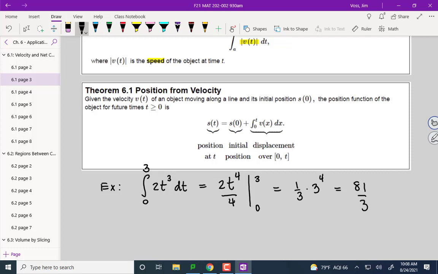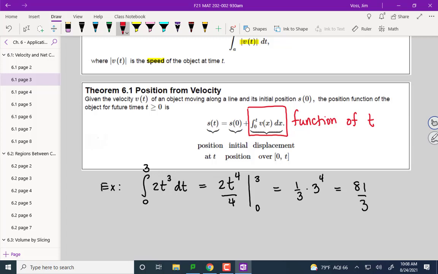This, on the other hand, right here, this is a function of t. Because in the end, when you plug in the 0 and t, after you've done the integration, you replace the x's, you're going to replace it with a t. So that will end up being a function of t.